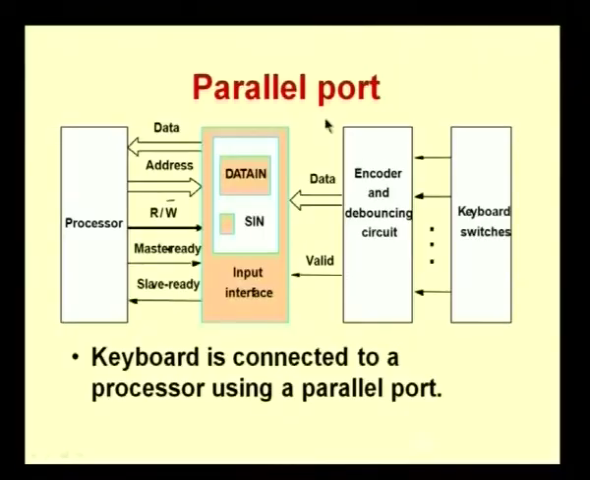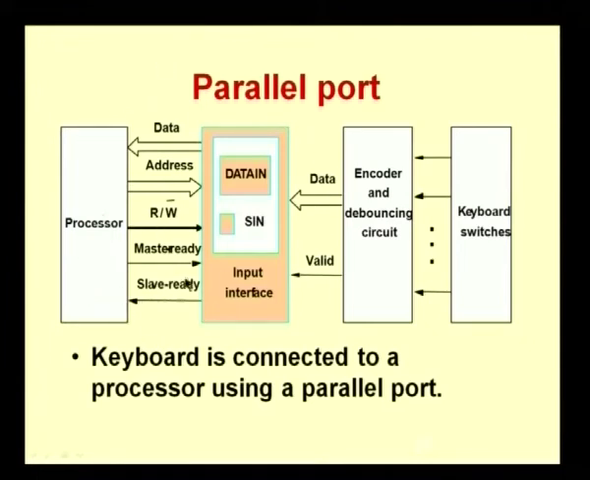So, let us take an example of a parallel port first. We will look at an input port and then an output port. Here we are looking at a parallel input port. For illustration purposes, we have assumed a keyboard connected through a parallel interface to the processor. We have keyboard switches, which are connected by means of some intermediate circuitry called the encoder and debouncing circuit, and that is connected to this input interface. This input interface is the one that will be connected to the processor.